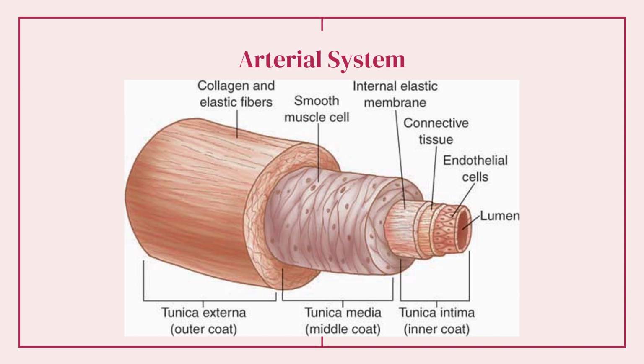Then we have the middle layer, tunica media, which contains smooth muscle and elastic fibers. It's responsible for that vasoconstriction and vasodilation. This layer helps control blood pressure and flow. And then finally, we have the outer layer, the tunica externa. It's made of connective tissue and it provides structure and support, and it helps protect our vessel.